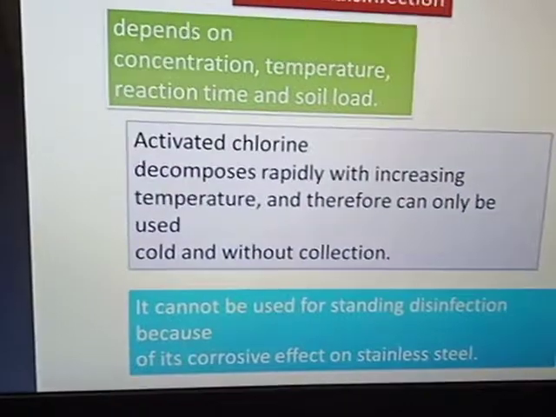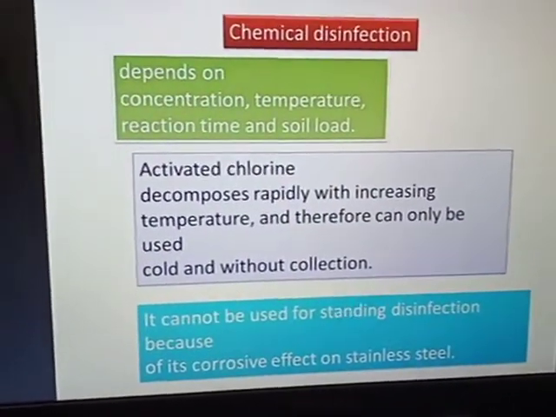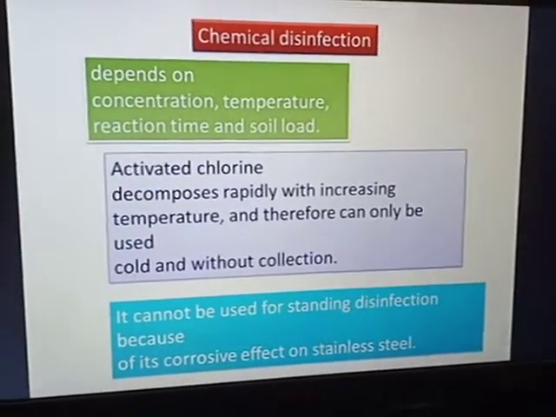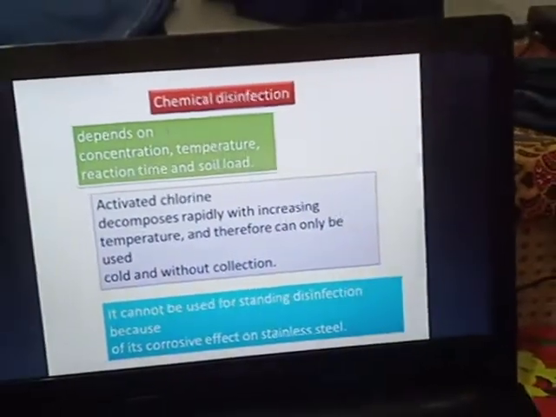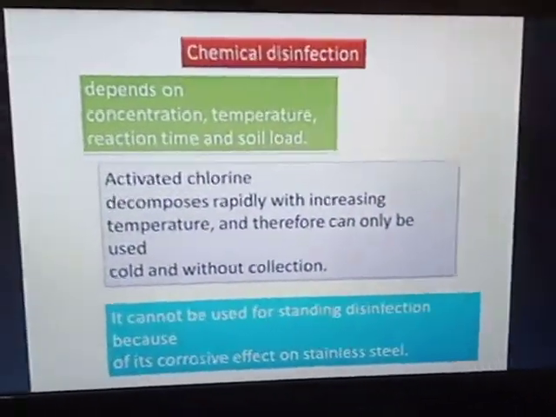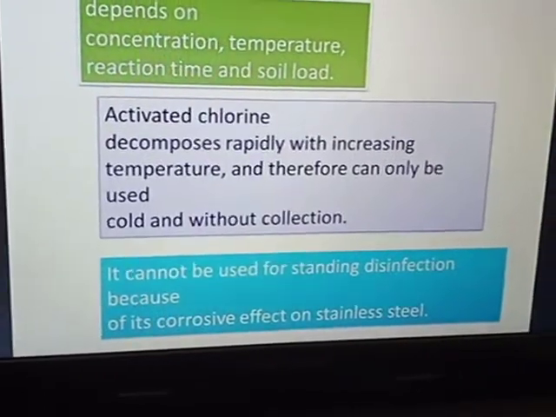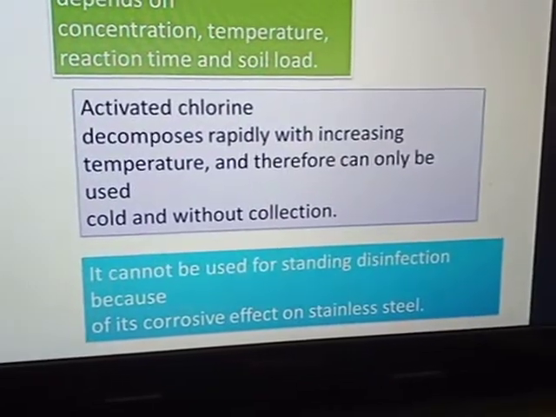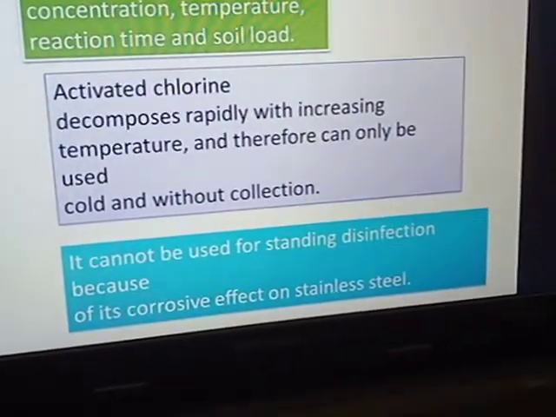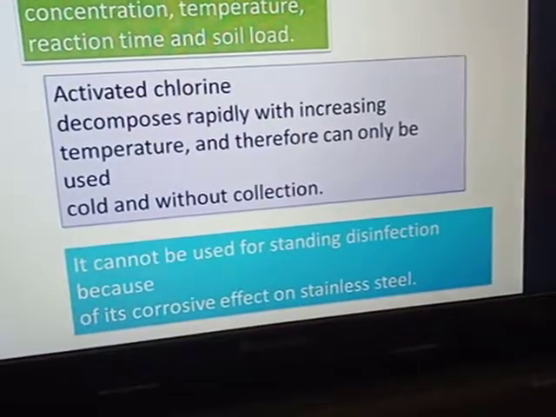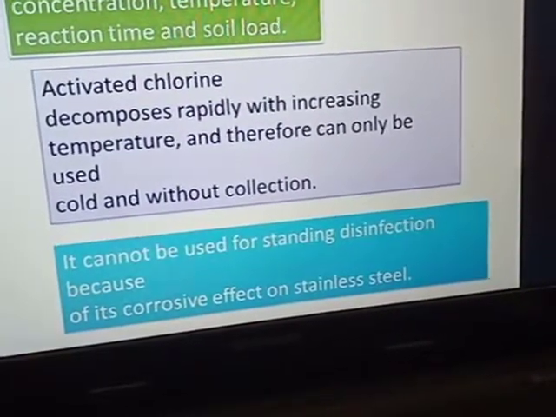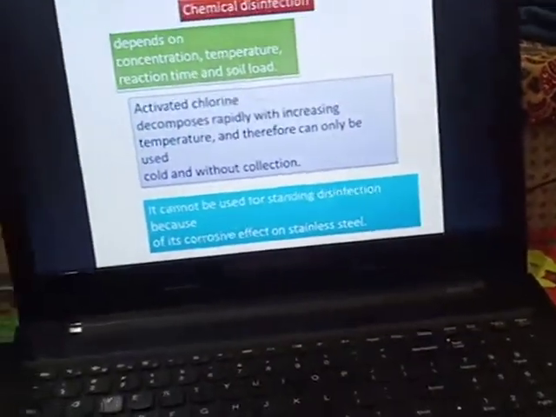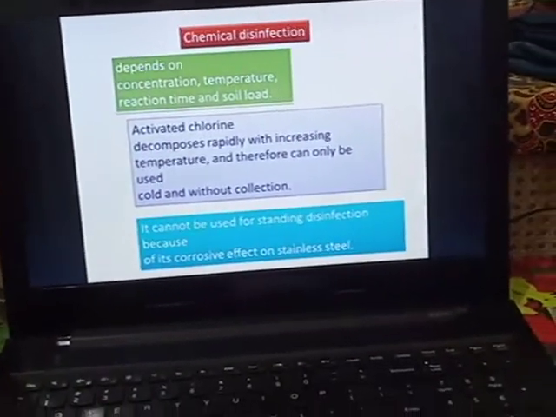Chemical disinfection depends on concentration, temperature, reaction time, and soil load. What is a normal chemical they use for disinfection? Even for COVID-19 coronavirus, usually it is sodium hydroxide. Activated chlorine decomposes rapidly with increasing temperature and therefore can only be used for cold water without circulation. It cannot be used for standing disinfection because of its corrosive effect on stainless steel. So activated chlorine cannot be used for stainless steel.